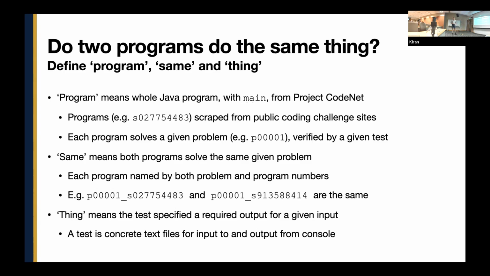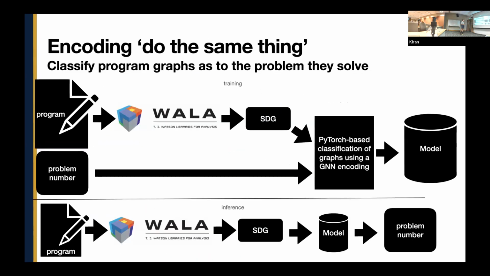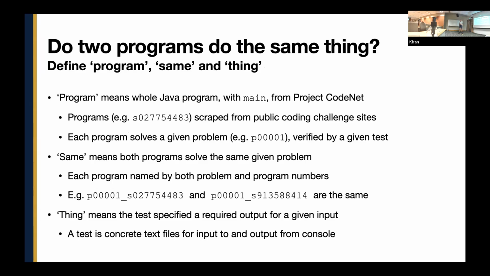So we started with: the two programs do the same thing. Well, first we have to define what we mean by program, what we mean by same, and what we mean by thing. We're going to take a pretty simple example. We're going to say program means a whole Java program with a main method, a Java program in the most traditional possible way.